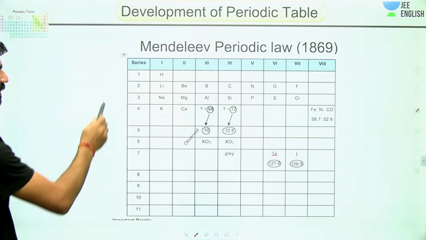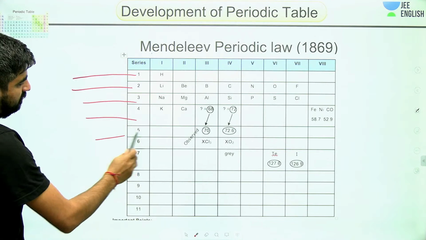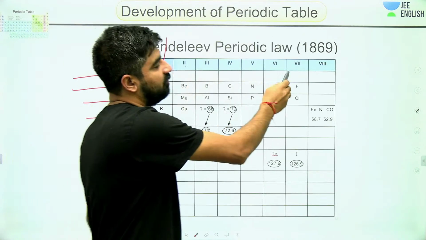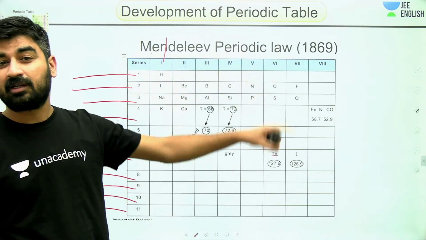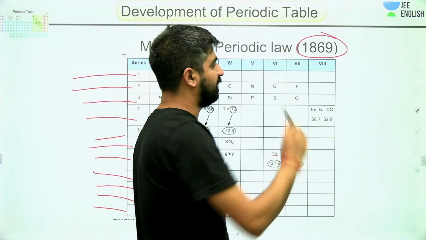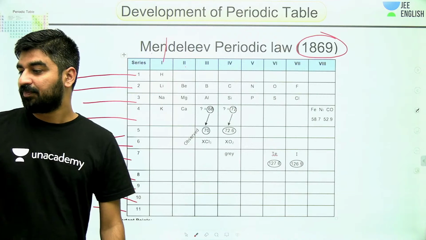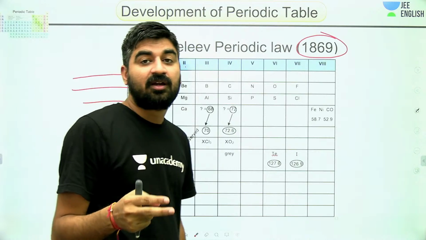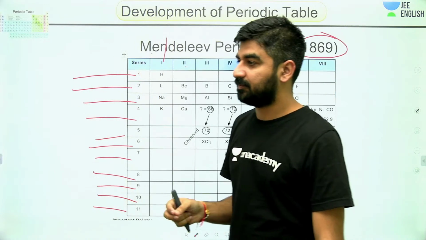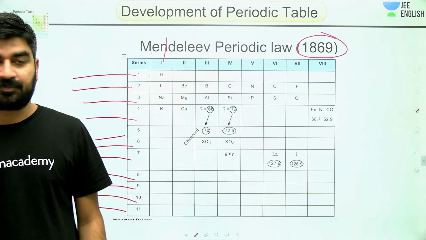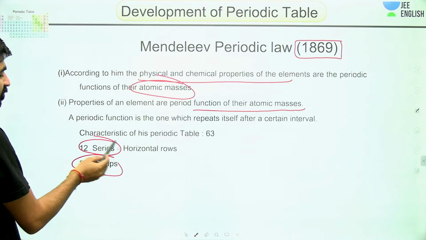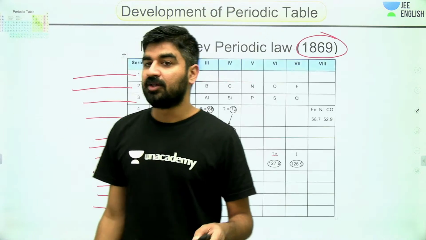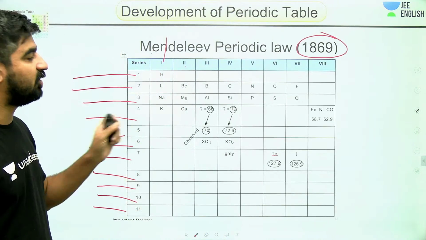So what were the series, guys? Yes, these are called series. And then we have groups 1, 2, 3, 4, 5, 6, 7, 8. So this was Mendeleev's periodic table proposed in 1869. And guys, I told you that even till this point, inert gases were not discovered. So if somebody asks you how many series and how many groups were there in Mendeleev's initial periodic table, I'm telling you, this is the original periodic table.